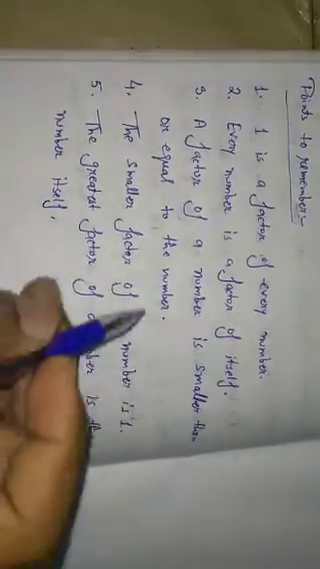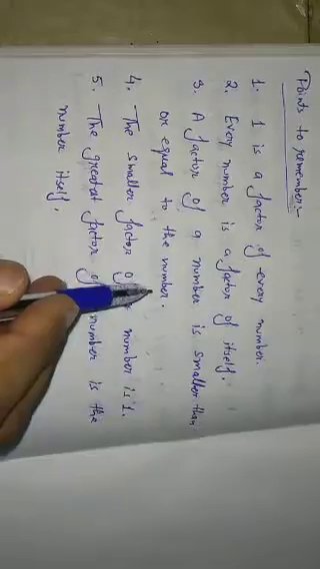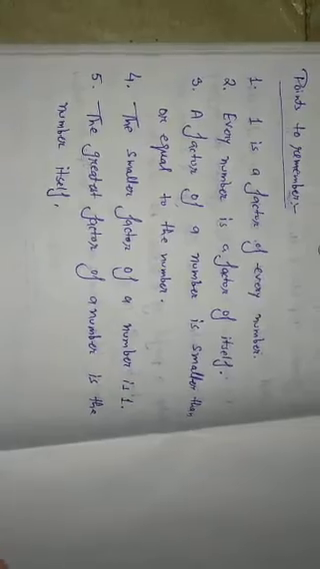So students, 1 is a factor of every number. It means 1 is the digit that is a factor of any number. And remember, every number is a factor of itself. A factor of a number is smaller than or equal to the number. It will either be smaller or equal, but not greater than the number. The smallest factor is 1 and the greatest factor is that specific number itself.